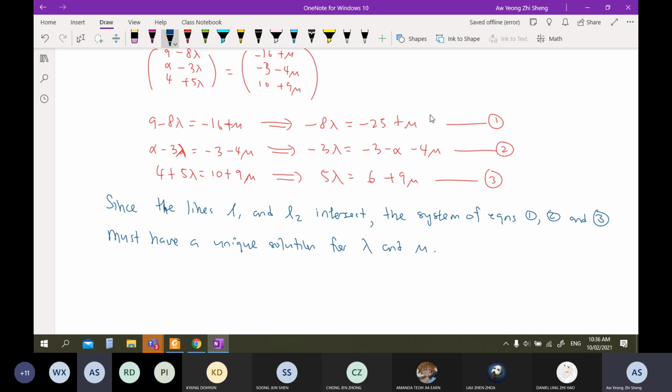Now we'll pick two of the three equations to solve for that specific value of lambda and mu, and we know that whatever value of lambda and mu we get later, it must satisfy the third equation. So the problematic alpha here is at equation 2, so we better avoid equation 2. We pick equation 1 and 3 to solve first. Okay, so we say solving 1 and 3.